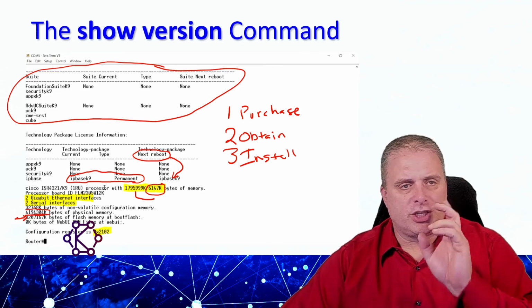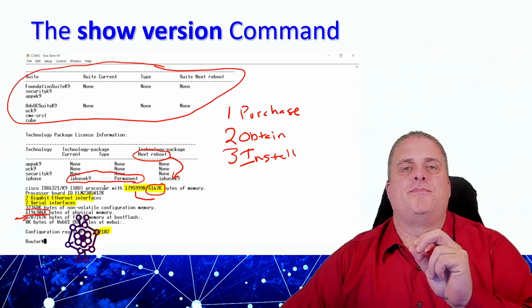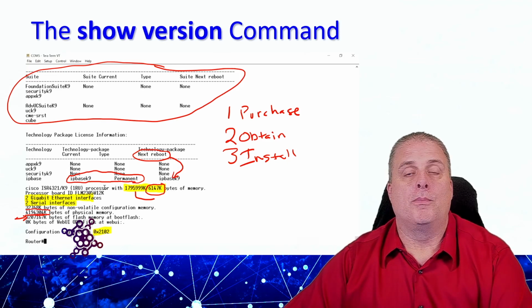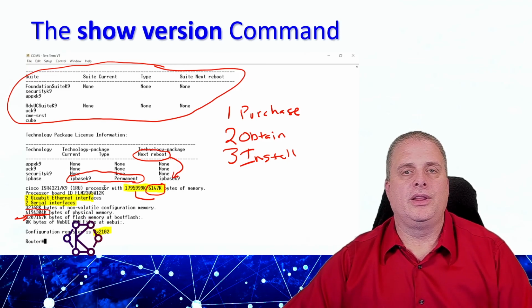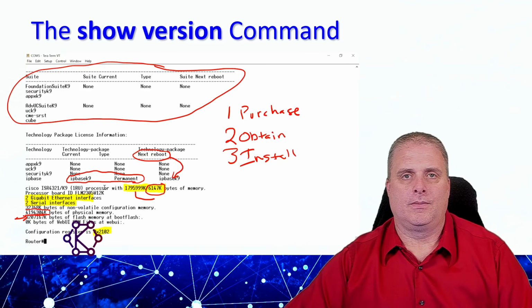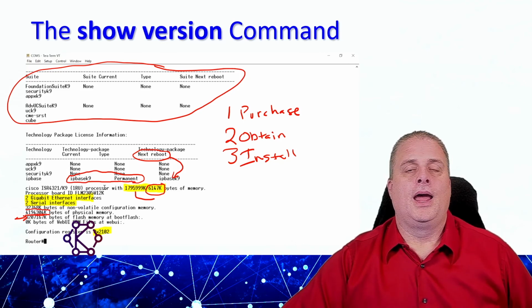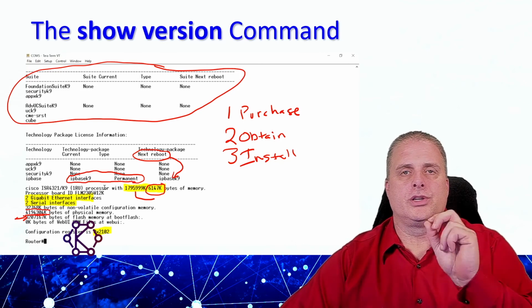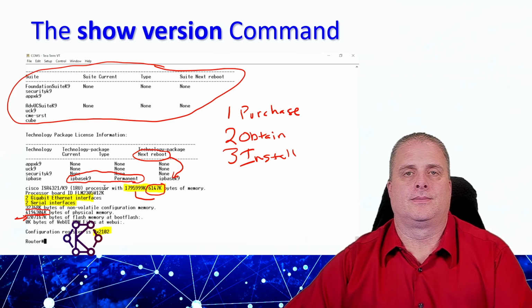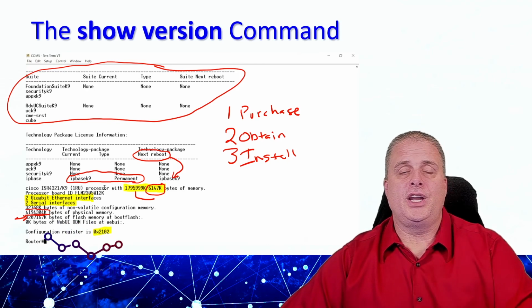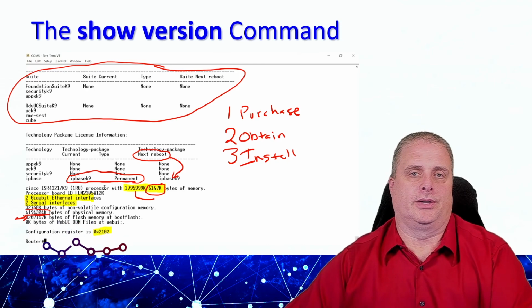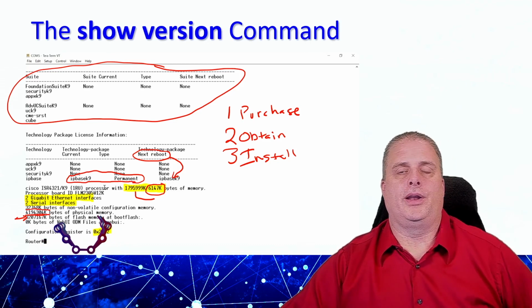You can see that the show version command gives us basic information about the router, including the iOS version, how long the router's been up, and how much memory and storage the router has. This information can be helpful during troubleshooting or when upgrading your iOS.